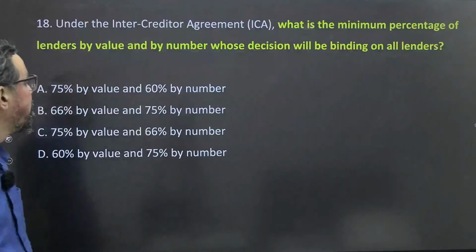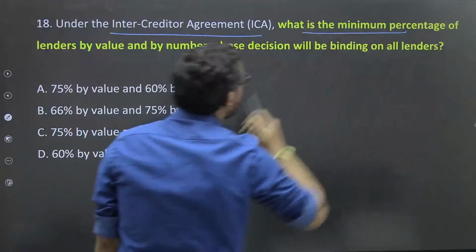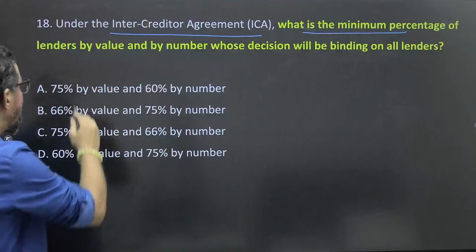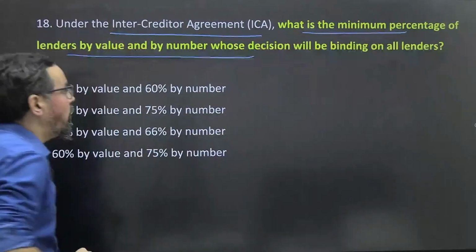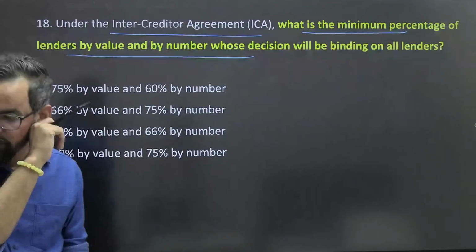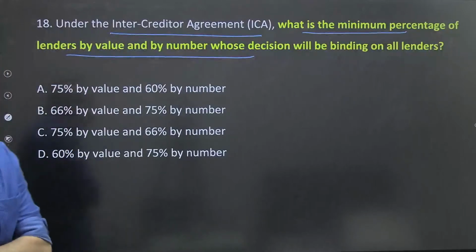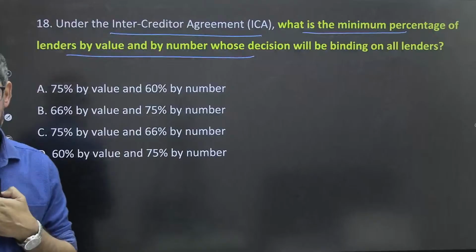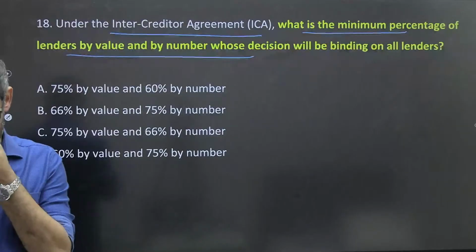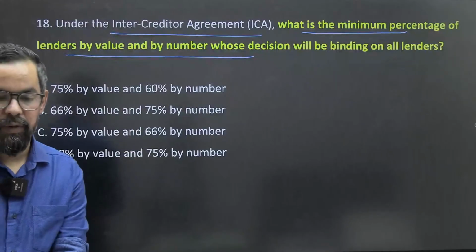Next one. Under the inter-creditor agreement, what is the minimum percentage of lenders by value and by numbers whose decision will be binding on all lenders? This question we did wrong in the previous session, so that's why I personally included this question. So what was the ratio? What will be your correct answer? What will be your right answer, guys? You guys remember this one? What will be your right answer for this one, everyone?